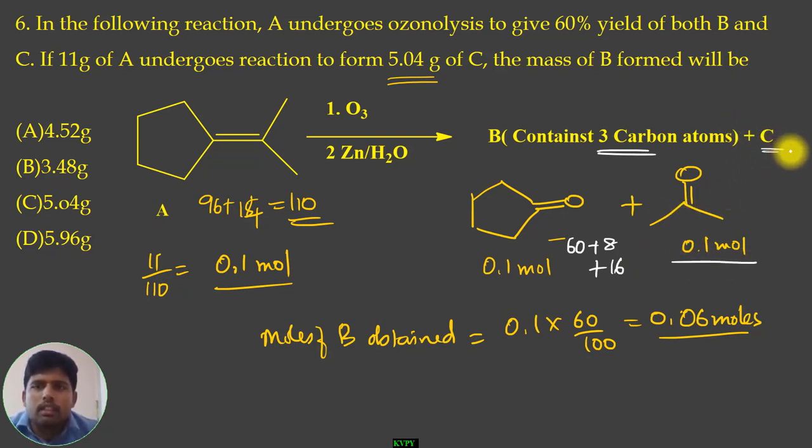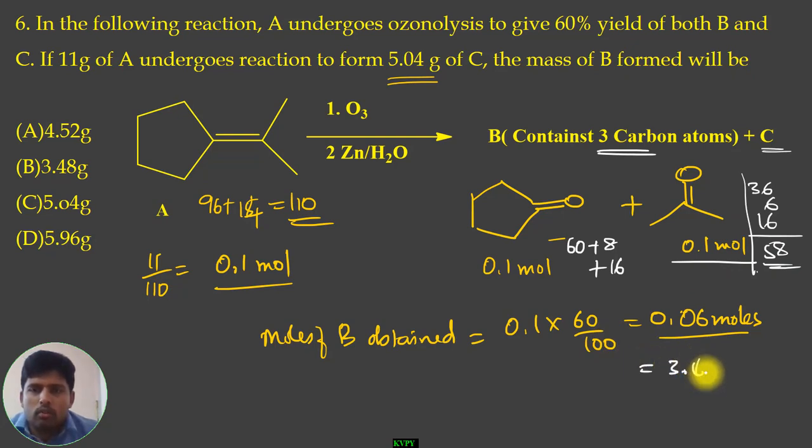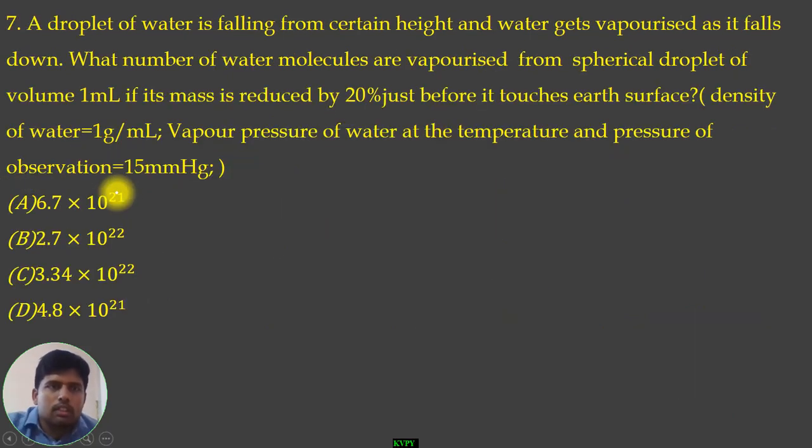So they have given C. So here 1, 2, 3. So the molar mass of this is 36 plus 6 plus 16, 58. So this is the molar mass of acetone. So it's going to be 3.48 grams. So option 2 is the correct answer. Let us move on to the next question.